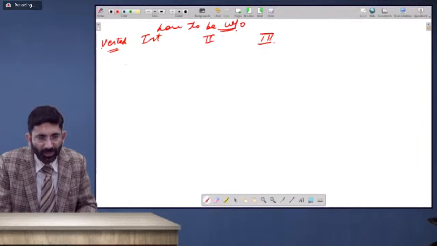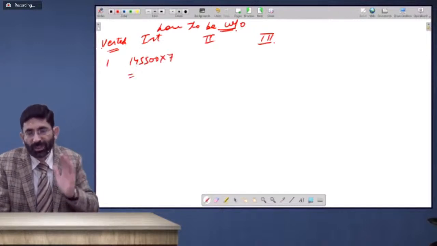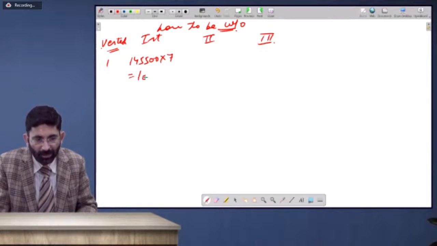So vested in first year is 1,45,500 into 7. This is to be written off in the first year only because this is vested in first year. So first year loss is 10,18,500.